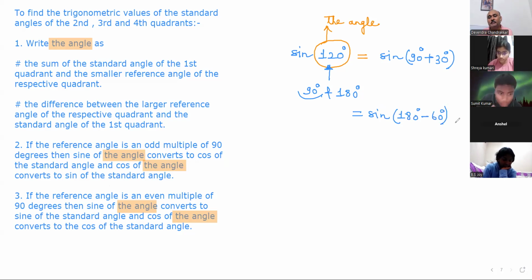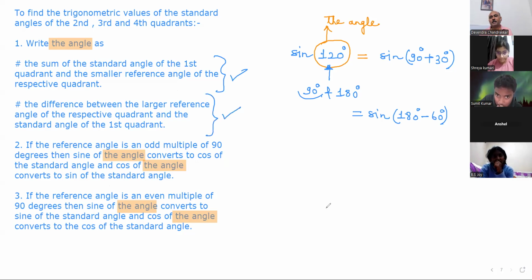सुमित बेटा सुनना, समझ पहले. मैं तेरे को टाइम दूंगा लिखने का, समझ? हाँ, सर मैं सुन भी रहा हूँ लिखने के साथ. नहीं तुम सुनो पहले, समझो ना. ध्यान दे, इंपॉर्टेंट है ये. मैं तेरे को टाइम दूंगा लिखने का, चिंता मत कर. ठीक है. साइन 120 साइन 90 प्लस 30, साइन 180 माइनस 60 लिख सकते हैं ऐसा. सब कोई हाँ या ना बोलेंगे भाई. So these two rules done.